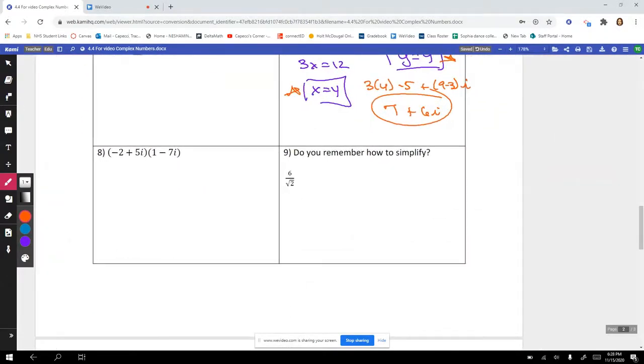All right, we did some addition. Now we're going to do some multiplication. Now we're multiplying two binomials. We like to use FOIL, right? That's the easiest way. That's the way we've been doing in class. So negative 2 times 1 gives me negative 2. Here's my outside. Negative 2 times negative 7i gives me positive 14i. And then my inside gives me 5i times 1, which is 5i. And then my last one, I have 5i times negative 7i, which gives me negative 35i squared.